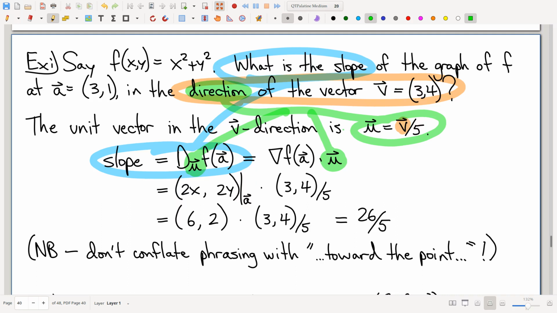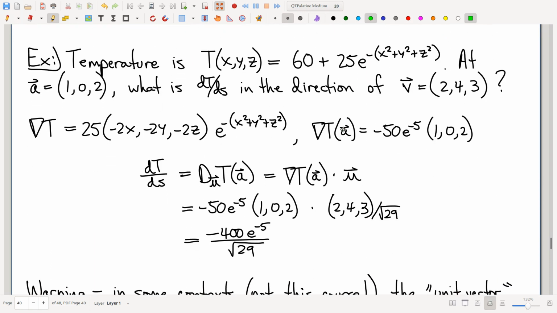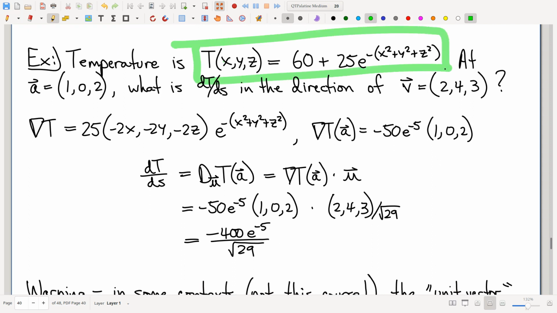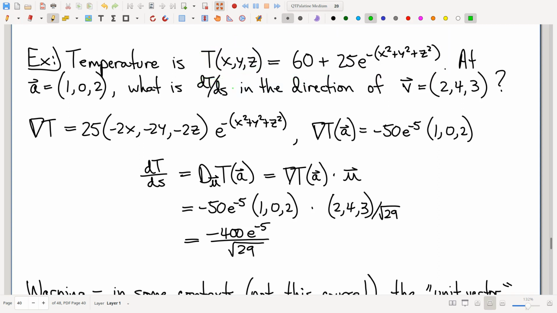Cool. All right. Here's another example, and this is another pretty straightforward example. We have temperature as a function of position, so a multivariable function, right? Several input variables, one output variable. And the question says, what is dT/ds? The question is asking how fast does temperature change as I move in a certain direction. Again, the direction of a given non-unit vector, and I will then have to make a unit vector. We'll get to that part in a second.